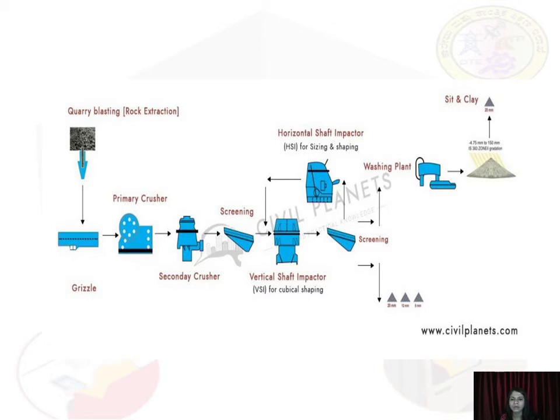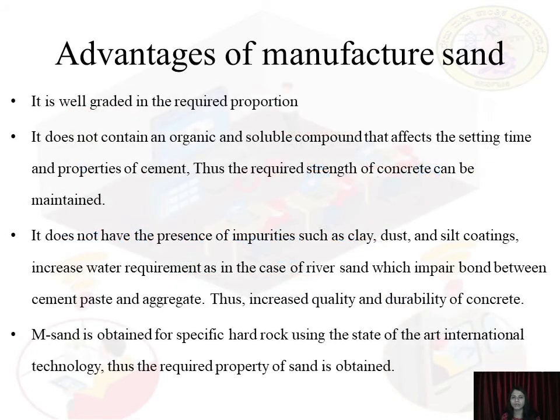After the secondary crusher, again it is taken to the next crusher, that is the vertical shaft impactor crusher, VSIC. After VSIC, again it is screened, and then it is taken to the washing plant, that is the classifier, and then it is stored or transported for construction purposes. The M sand here is manufactured. Hope you understood the procedure of manufacturing M sand.